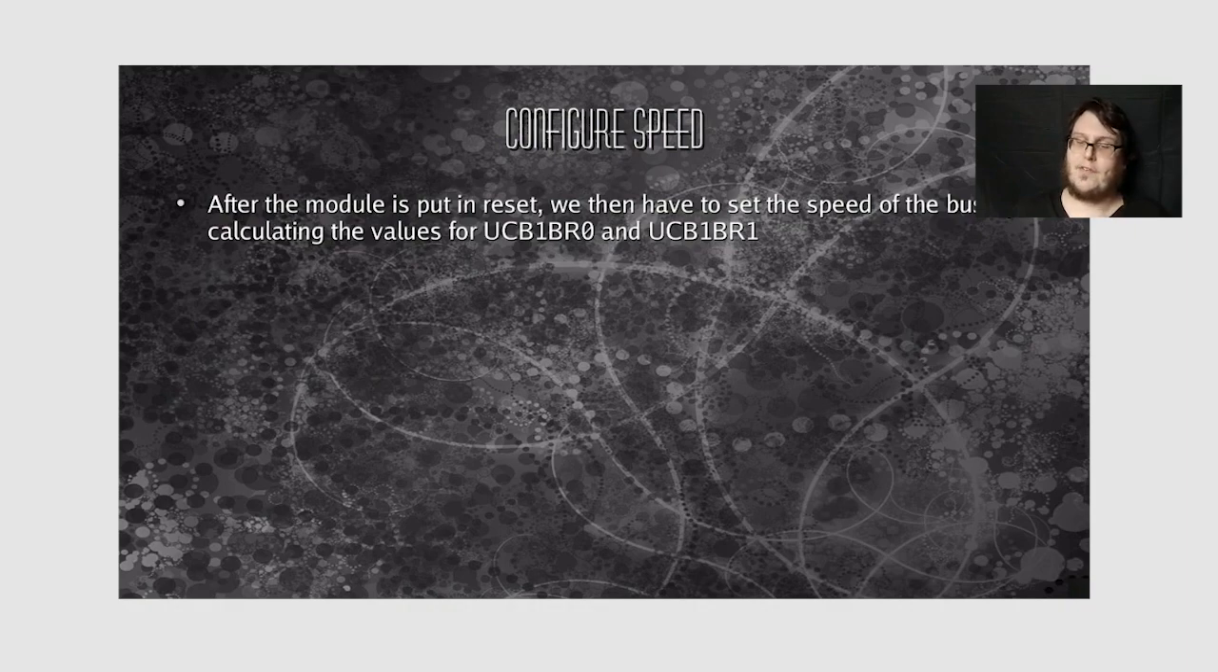So configuring speed, which is the next step, after the module is put in reset for the MSP, we then have to set the speed of the bus by calculating the values for the baud rate registers. So all the registers on the MSP 430, because the block is called the Universal Serial Communication Interface, all of the blocks start with UCB and then a number. We're using block number 1, so they're all going to start with UCB1. So all we really need to look at is those last letters, BR0 and BR1. This is a 16-bit value, so we can divide the clock by up to 1024. So we need to very carefully calculate what that baud rate divisor is going to be, see if it fits in 16 bits or just 8 bits.